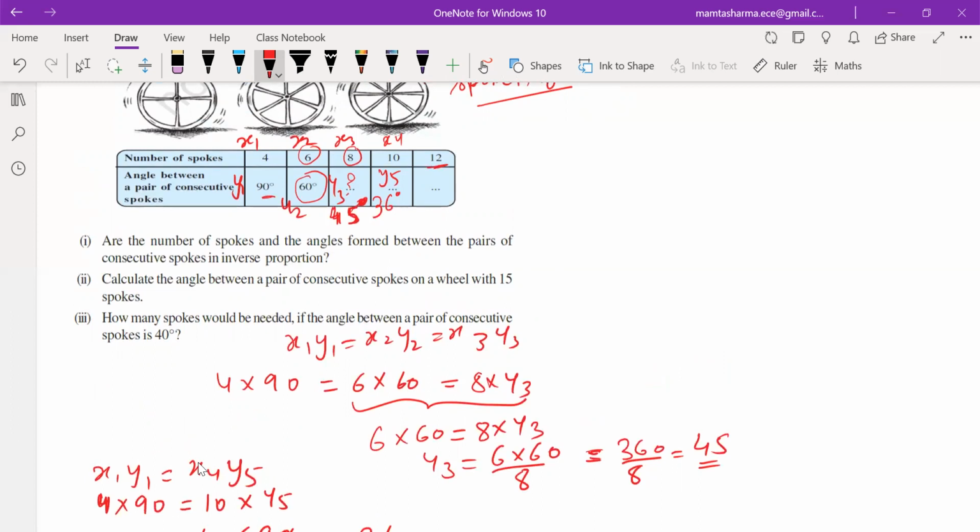When spokes are 12, the angle would be, Shubhra? Find it out. Harshita, 30. Ma'am, they are 36? No, 36 we already got when the spokes are 10. Now when the spokes are 12, what will be the angle? Ma'am, it's 30. Yes. Harshita, what are you getting?